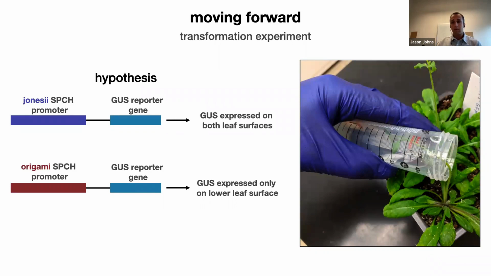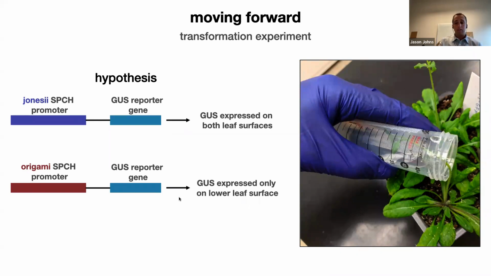This will be sort of the last experiment that I do, by trying to observe expression in vivo using a GUS reporter construct. Because the transformation technology is not yet available in Aquilegia, we can't transform into Aquilegia, so we will transform the Aquilegia speechless promoters into Arabidopsis. So we're going to take the Jonesii speechless promoter, fuse it to GUS, and make a construct to transform into Arabidopsis, and take an origami speechless promoter, fuse it to GUS, and do the same thing.